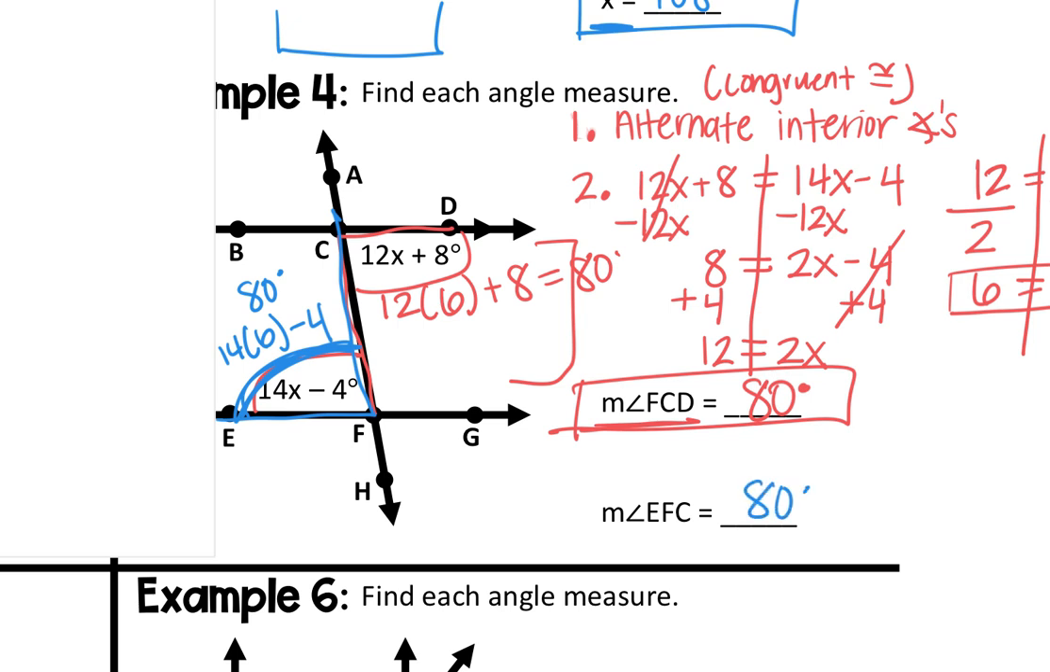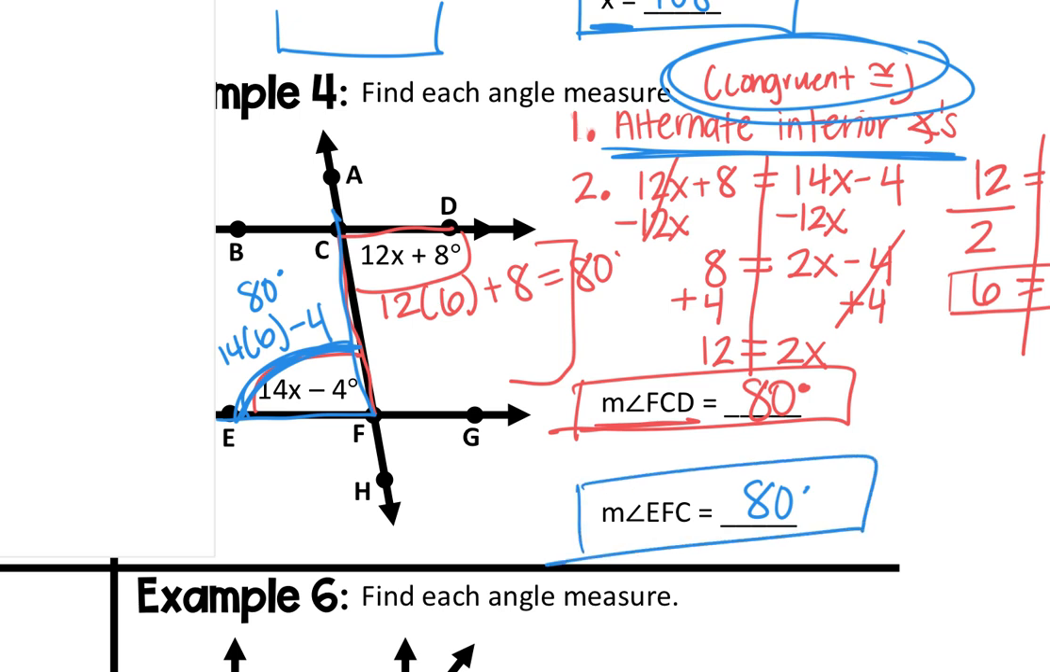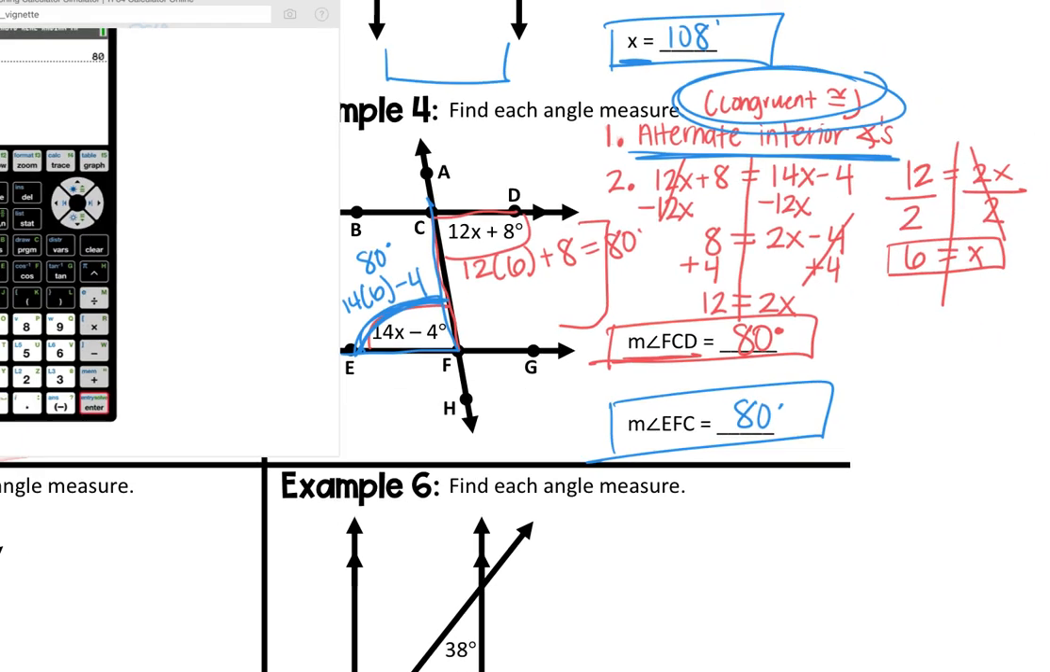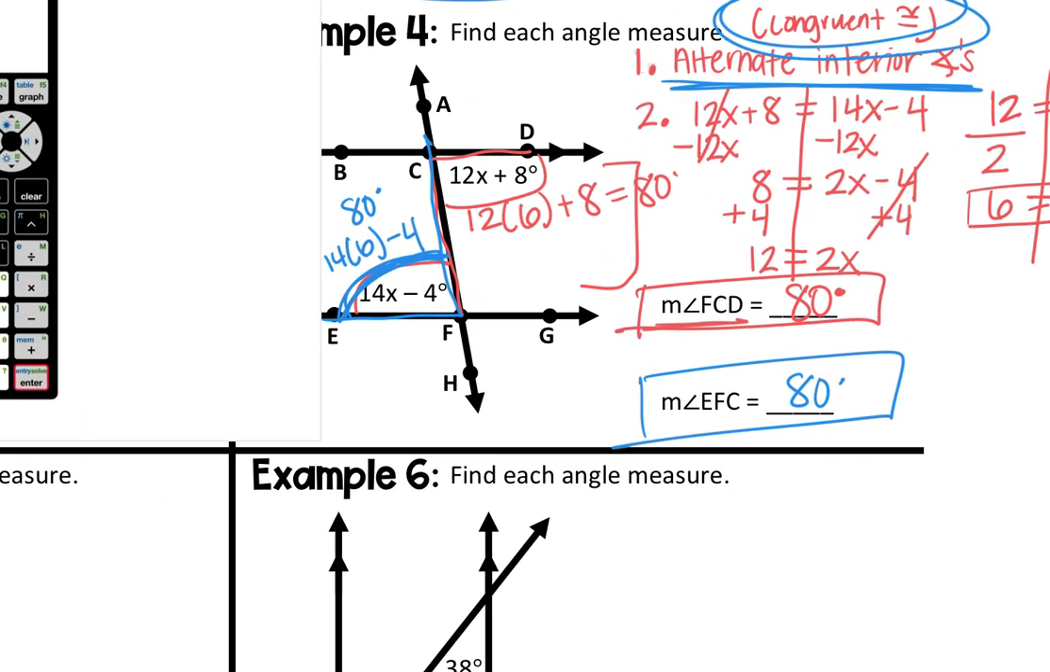Remember, they are alternate interior angles. They are congruent. So if you find one of them, you know the other one. Okay, if you want to think about it that way. As long as you find one of them, then you can make that conclusion that the other one is equal, because they are one of the pairs that are congruent to each other. So just be very careful.